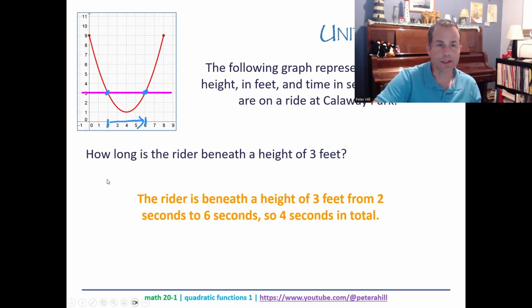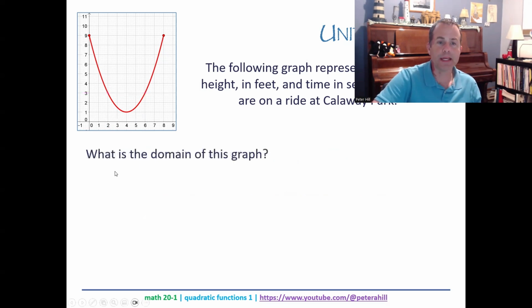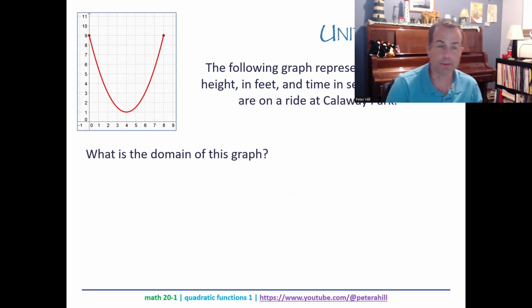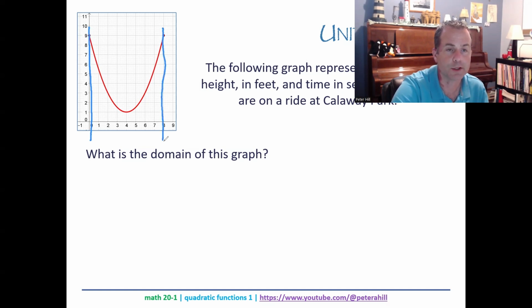Awesome. You got this. What is the domain of this graph? Okay, so domain is a description of all the values that x can be, all the values that your input can be. So when we're trying to figure out domain, I look for my lowest x value, reading from left to right. So my lowest x value is 0, and my highest x value, that was not a great line, sorry, my highest x value is 8. So I would say the domain is from 0 to 8.